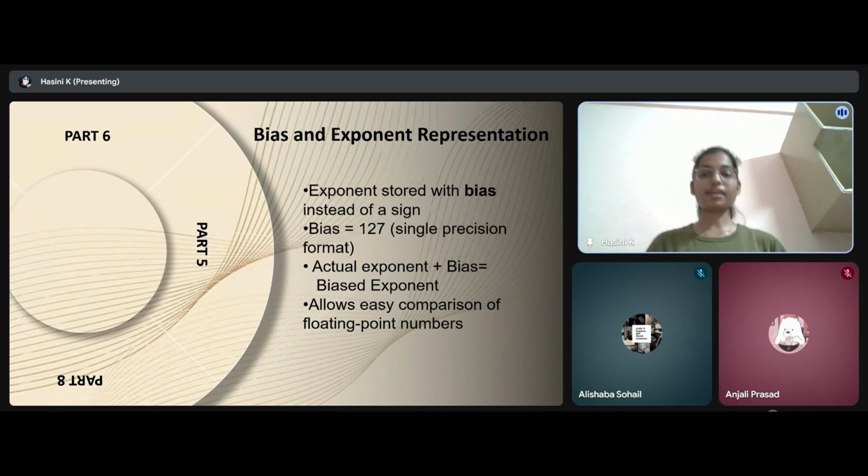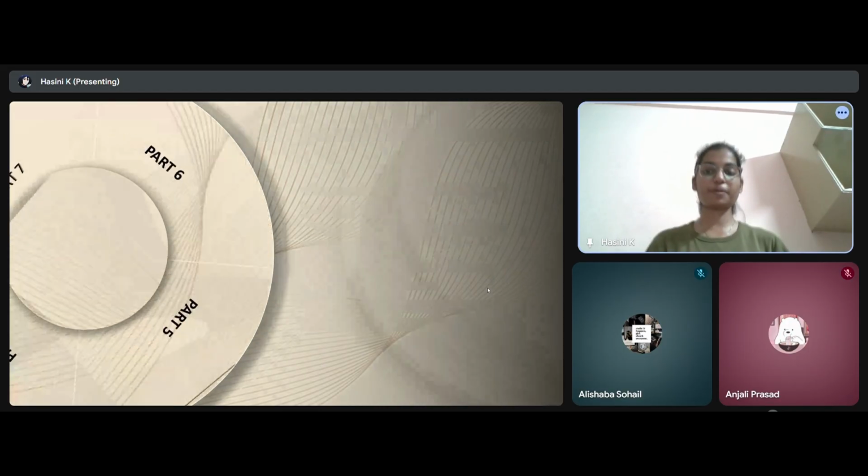But let's dive into bias and exponent representation. So instead of dedicating a specific bit for storing the sign of the exponent, we add a bias. So the biased exponent is actually the actual exponent plus the bias, which is 127 in IEEE system. And this allows us to easily compare the floating point numbers.